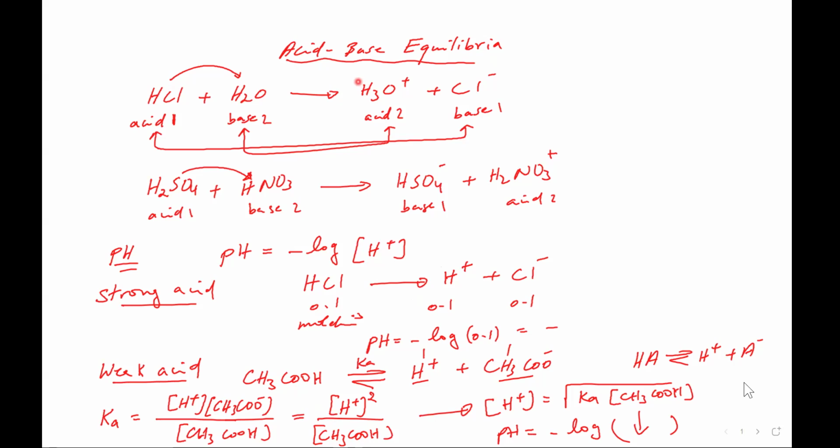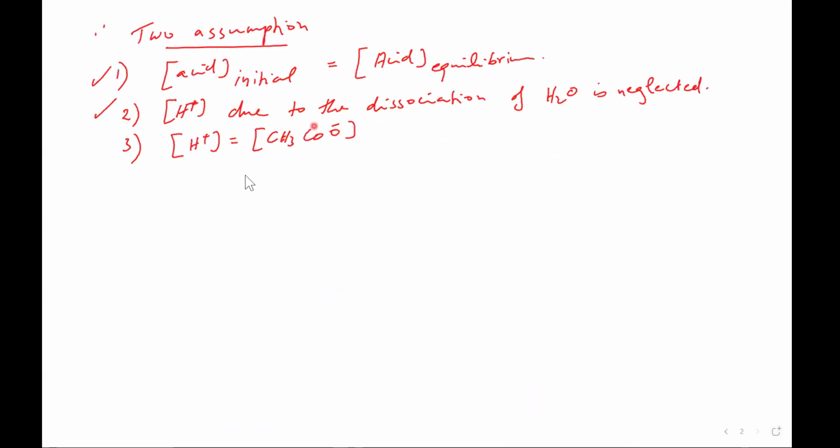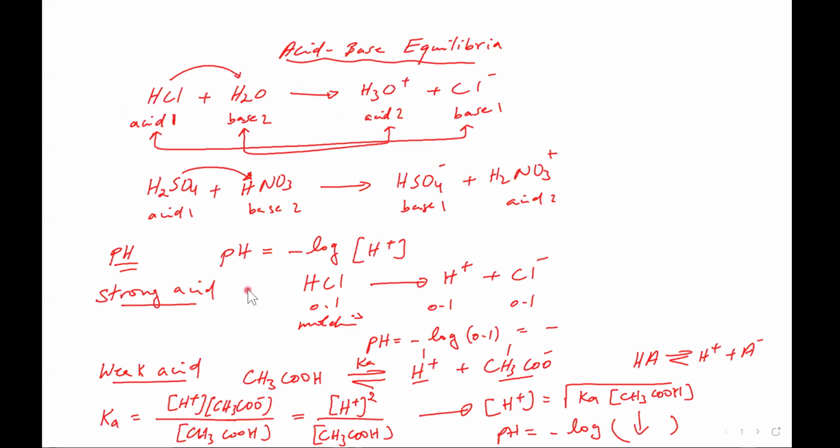Okay. So this is the second assumption that I prefer that you say, but this is not wrong if you write from the assumptions that we assume that the hydrogen ion concentration is equal to the ethanoate ion concentration, okay? So now we know how to calculate the pH of a strong acid, how to calculate the pH of a weak acid. Now, how can we calculate the pH of a base?